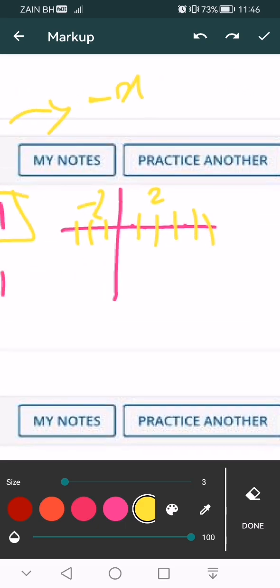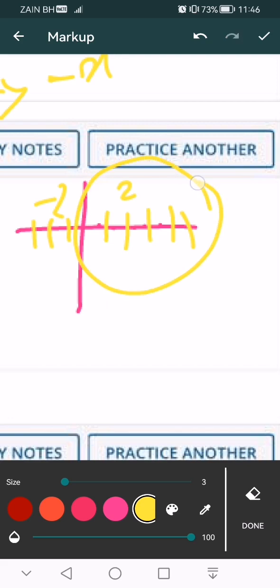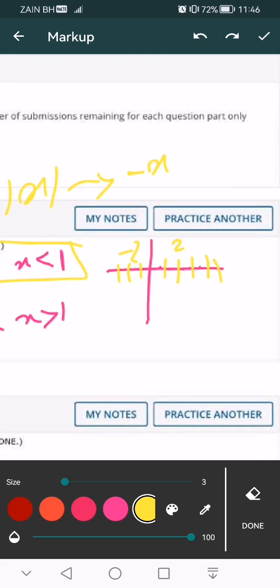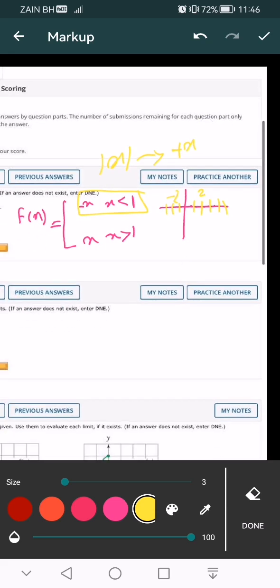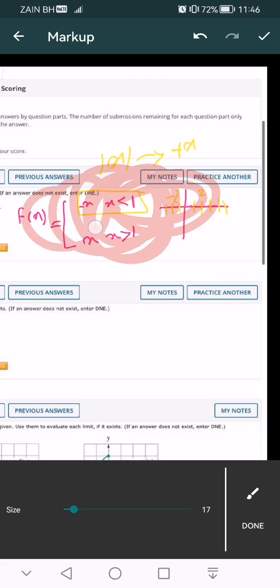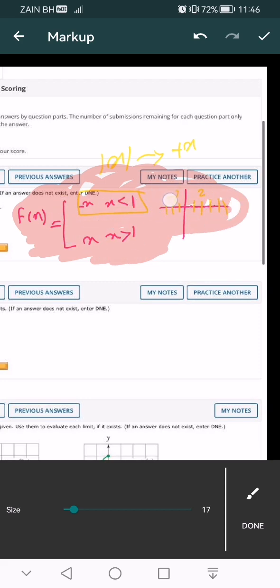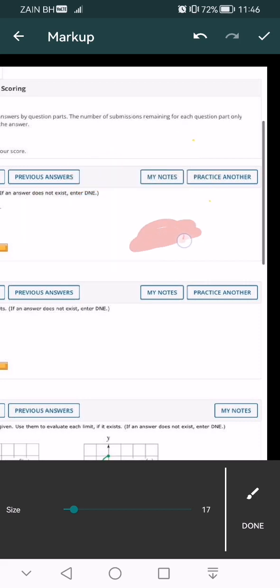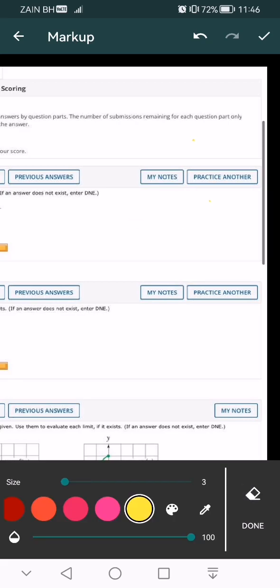It also applies to the positive side. For example, if x goes to a positive value, in this case I will remove the absolute value and replace it with plus x. This is important, by the way. If you understand this concept, it will be fine for all types of absolute value questions. So let us now go ahead and start solving.